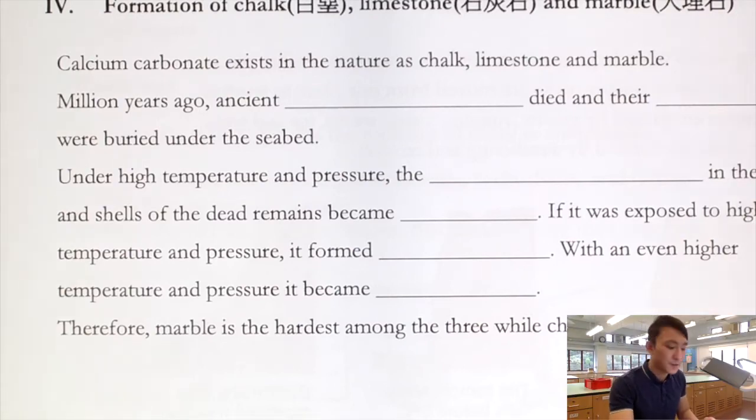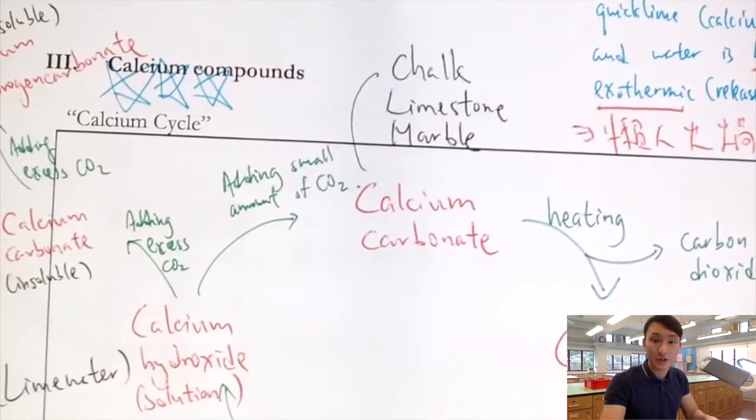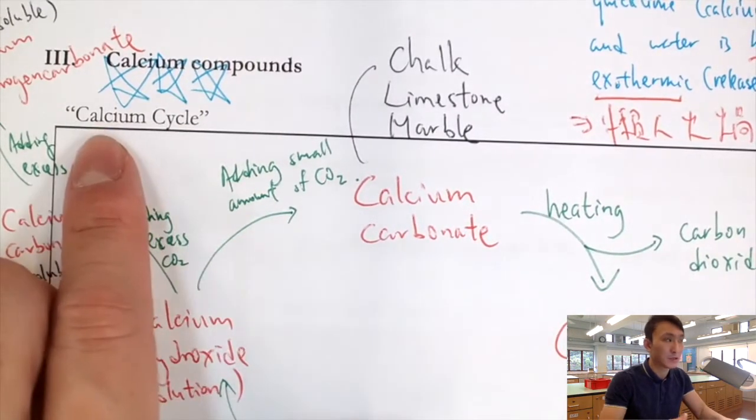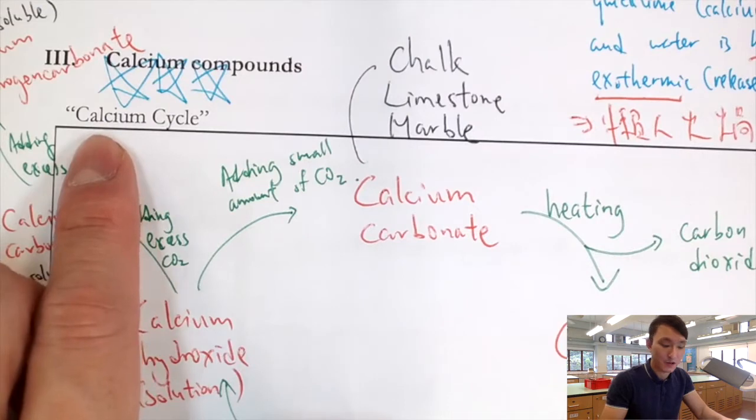Hi guys, in this video we are going to continue on Unit 4 of Form 3 Chemistry, and last time we did talk about a lot of chemical reactions related to calcium compounds. This one we call the calcium cycle or the limestone cycle, alright?